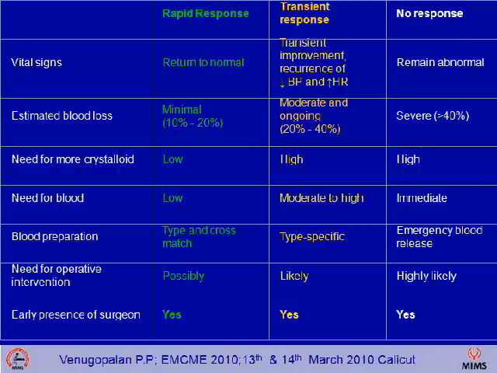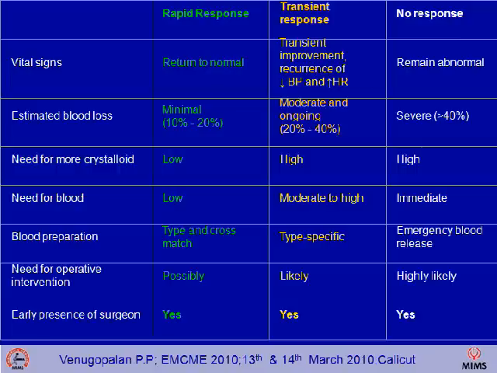The rapid responders are those who return to normal with early fluid therapy. That means their blood volume loss is less than 20%, and they are less likely to need crystalloid or blood therapy. And if a blood is needed, you can give type-specific cross-matched blood. You will get time for that.